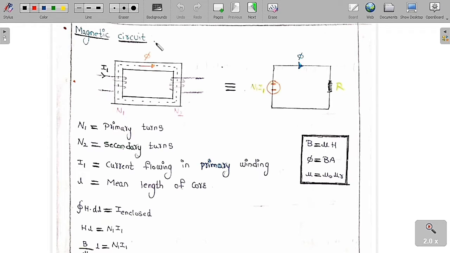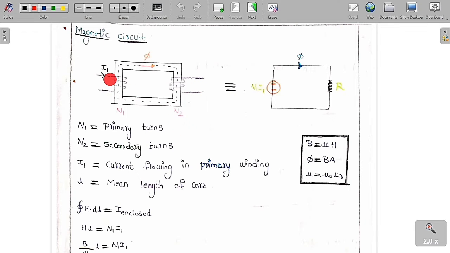So why waste more time? Let's get started. Now, this is called a magnetic circuit. Here there will be an iron core, and here we are going to wind a primary coil, and here a secondary coil. We call this the primary coil and this the secondary coil. Now I am going to send a current I1 in the primary coil. The primary coil has N1 turns, and the secondary coil is going to have N2 turns.